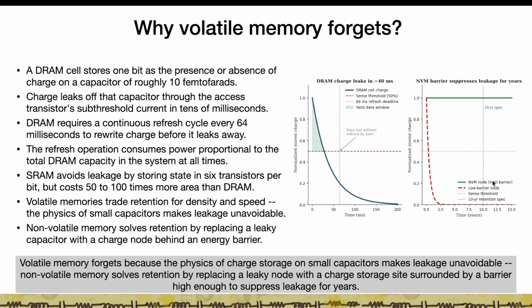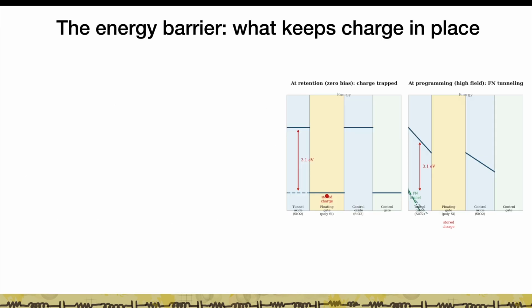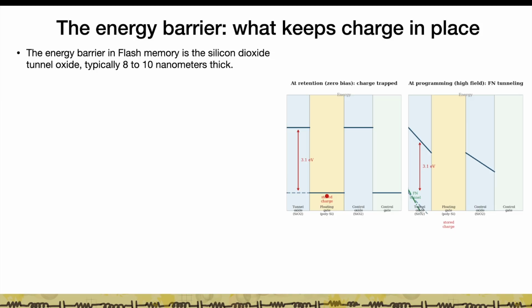And to understand why barriers work, we need to make the barrier concrete. What it's made of, how high is it, and why thermal fluctuations can't overcome it. Now, in the floating gate flash cell, the charge storage node is a layer of polysilicon, the floating gate, completely surrounded by silicon dioxide.